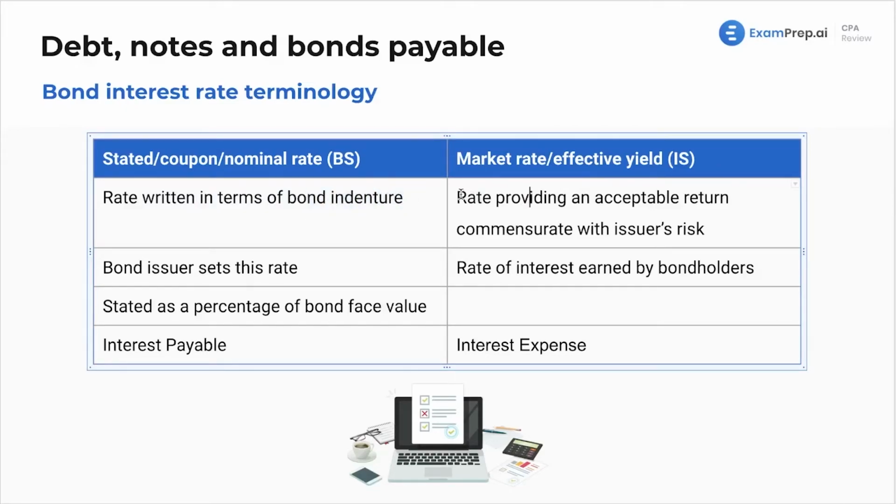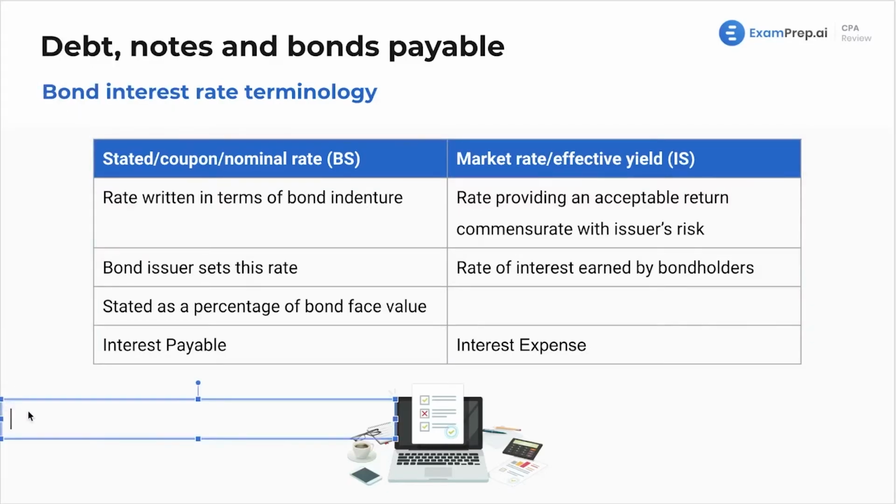And then this is the market rate. This is what generally the market is giving. Bond issuer sets this rate. This is the rate of interest earned by bondholders overall. Now, interest payable, because of the whole process of bond amortization, the premium and discount, we're going to see if we've got $800,000 and we use our 10%, Disney's giving 10%, that's $80,000 of interest payable.